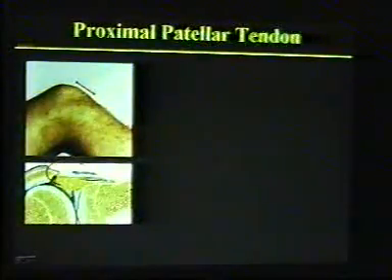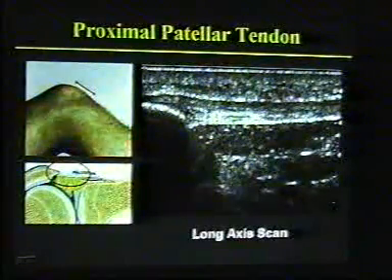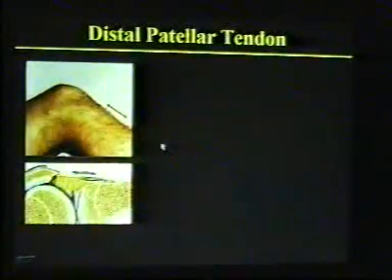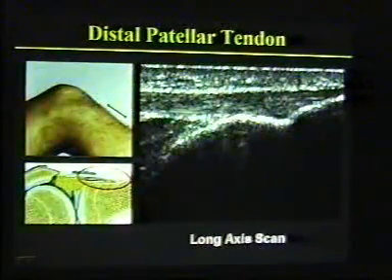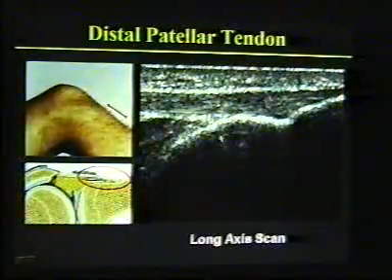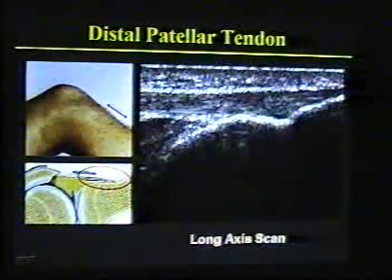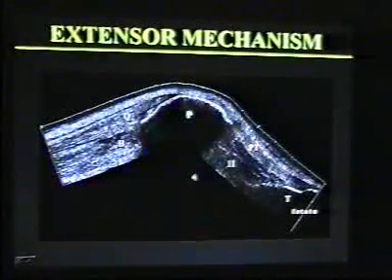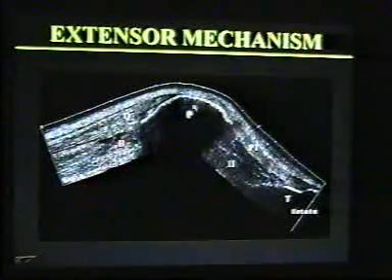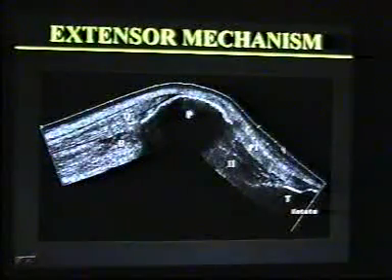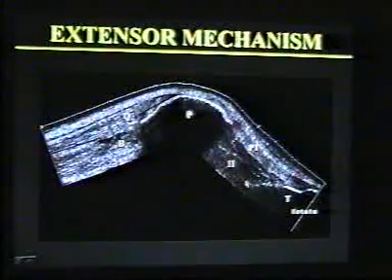Then for the proximal patellar tendon, this is the proximal patellar tendon, with the fat pad and the patellar attachment in the long axis. If we go distally, we have the insertion of this patellar tendon at the tibial tuberosity. This is the area which is being scanned. We can see the deep bursa. For the extensor mechanism, you can have a better recognition of structures, better orientation of the things.